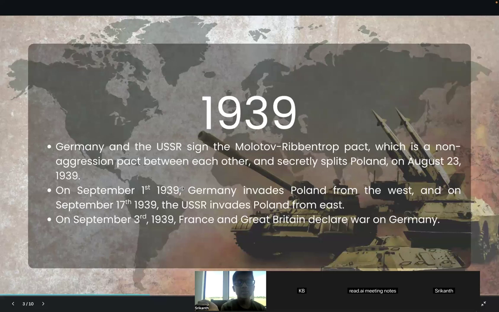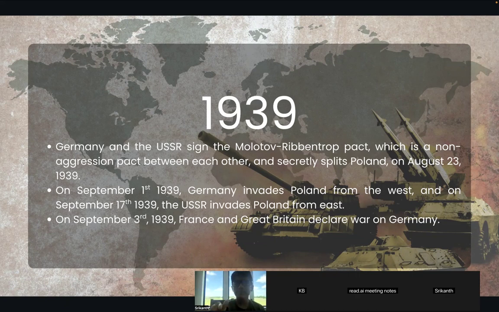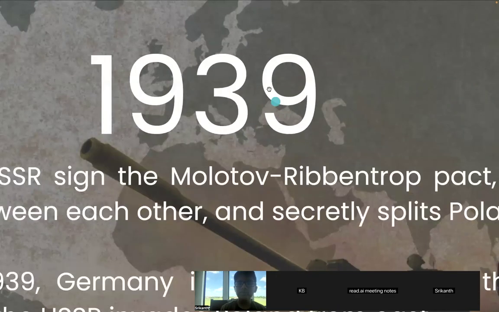Now the war actually starts. In 1939, Germany and the USSR would sign the Molotov-Ribbentrop Pact. Actually, this pact was named after famous people in both countries. The Molotov-Ribbentrop Pact was a non-aggression pact between both of them. So they just wouldn't attack each other, and the pact would also split Poland, a country, between them.